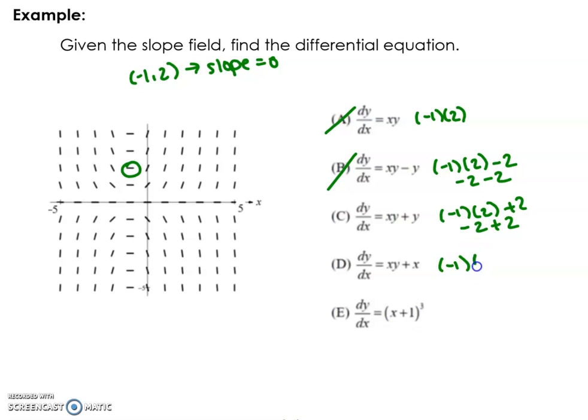So here we get -1 times 2 plus -1. So -2 minus 1, that's not equal to 0. And if I plug in -1 plus 1 cubed, okay, this does equal 0. So now I have C and E as two possible options. So what I need to do is then pick a different point.